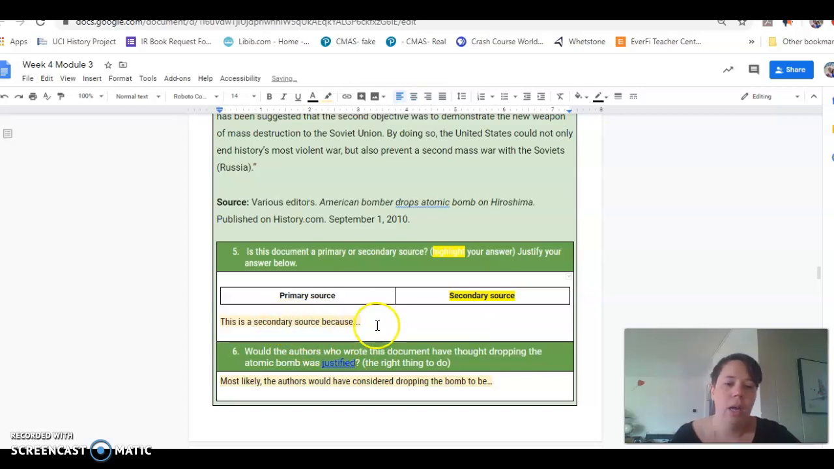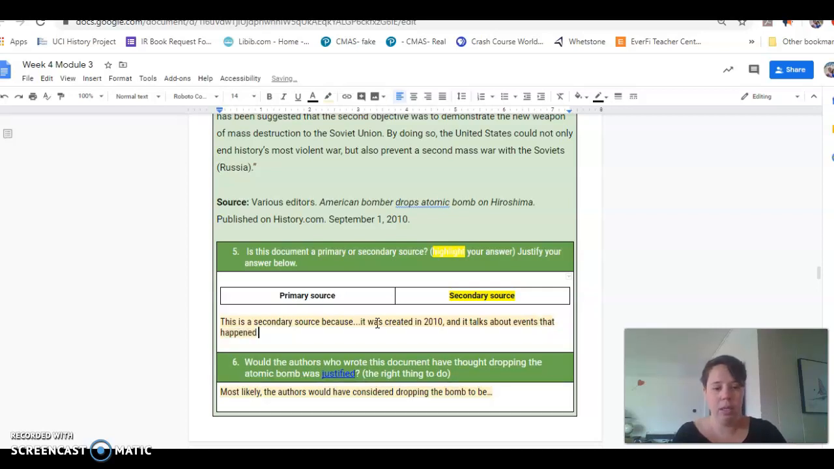This is a secondary source because it was created in 2010 and it talks about events that happened well after the bombs were dropped.